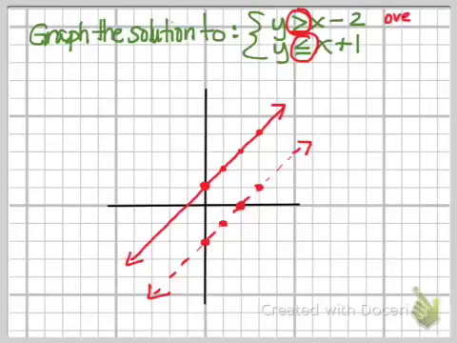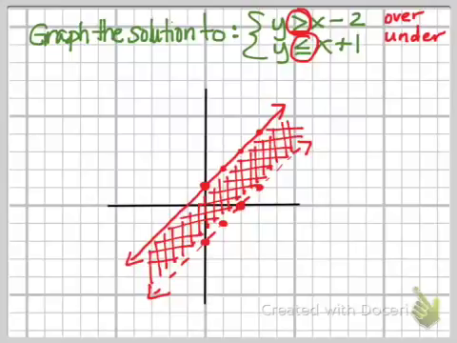Okay, for the first graph, I'm looking at everything above, and for the second graph, I'm looking at everything under or below because it's less than. I'm looking for where they intersect or where they overlap, and they overlap at this point right here. So that is the solution of my graph.